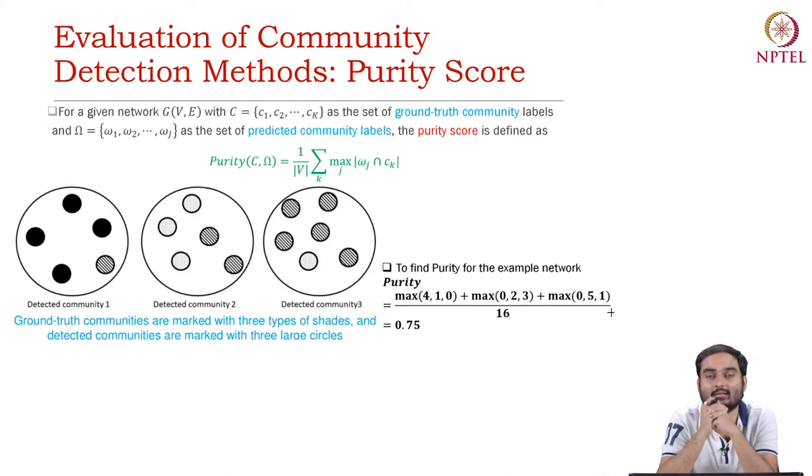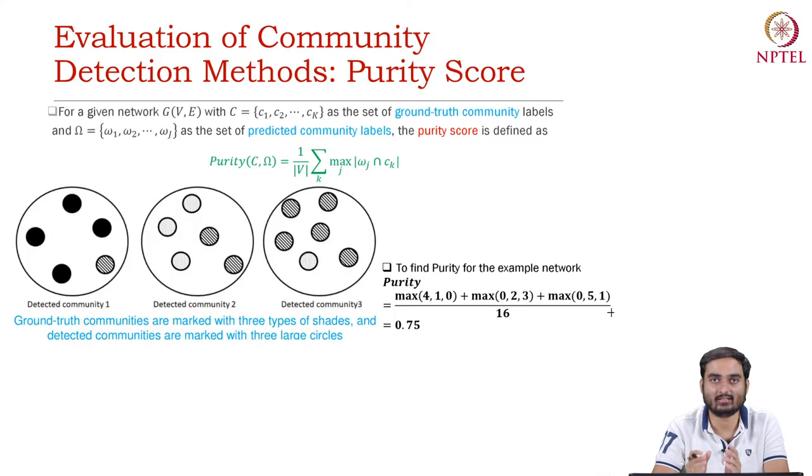But the problem here is that we need to know the ground truth community structure. Okay, the actual community structure which is there, which we want to detect. So given a network, how do I know the ground truth community structure? Either the ground truth community structure should be given to us, or we should have a graph where the community structure is already known to us, and then we detect those known community structures, right?